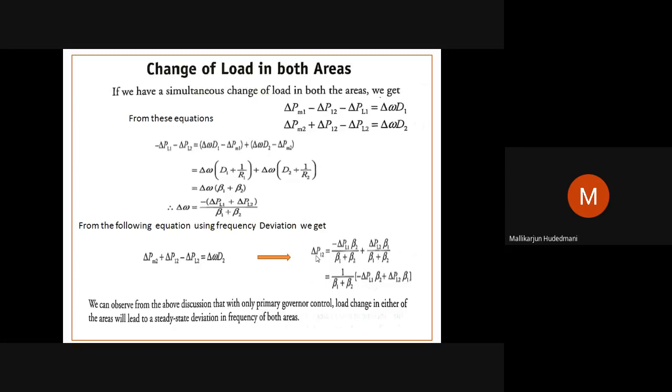So therefore, it's very simple. Delta P12 among the corporations, whenever both the areas are experiencing a change in load, can be written in this way. So delta P12 has in the numerator minus delta PL1 beta 2 plus delta PL2 beta 1, divided by beta 1 plus beta 2. So these two equations, one of frequency deviation delta omega, another of change in tie line power flow, we have to consider for the numerical problem. This will be a very useful derivation we need to consider.